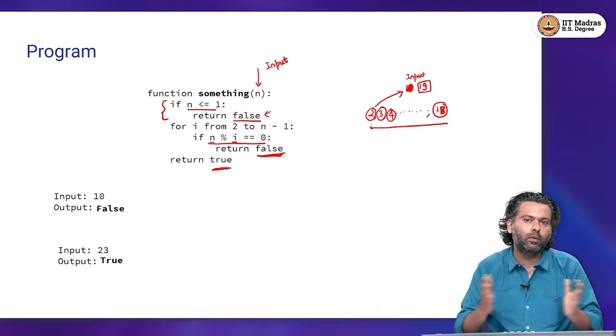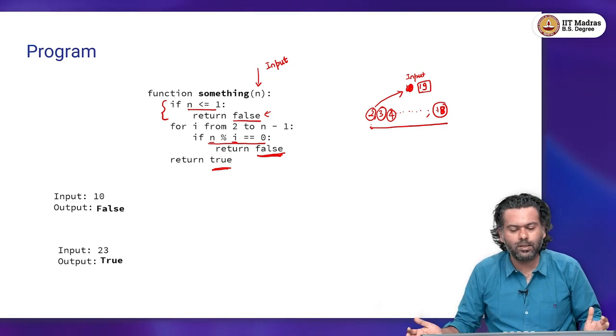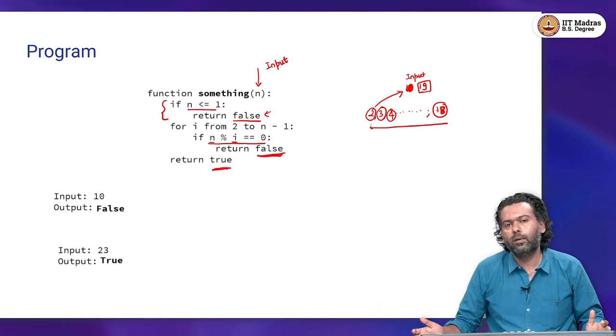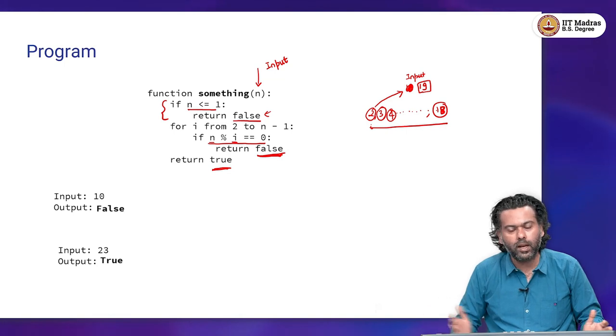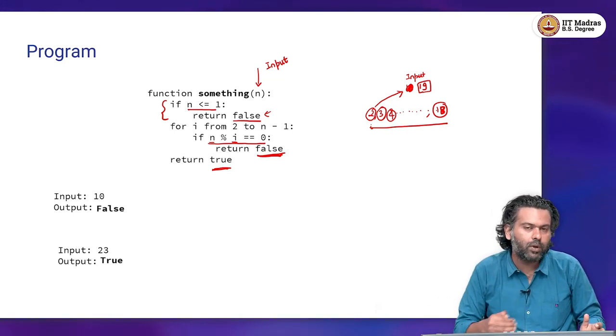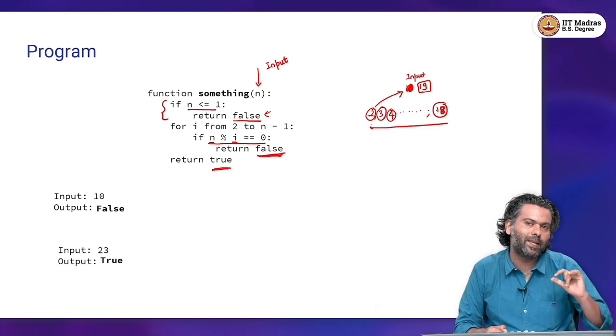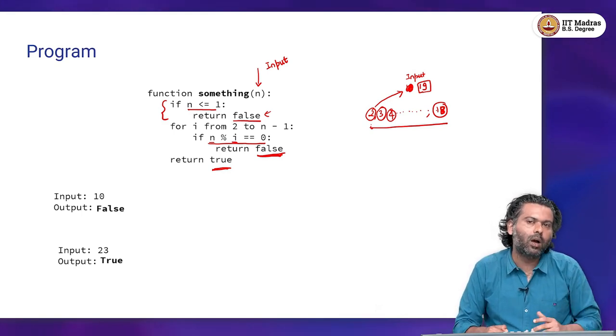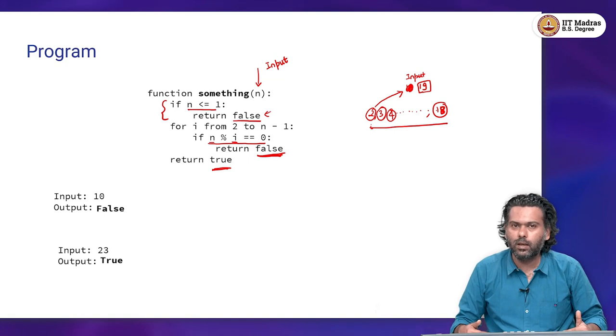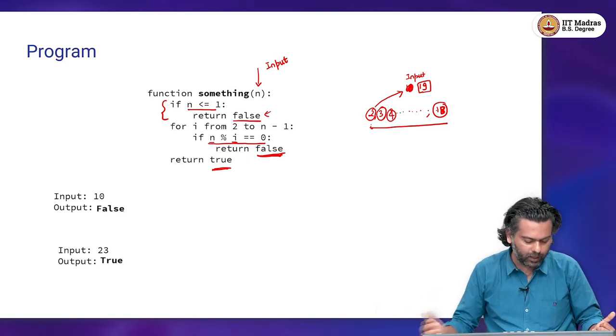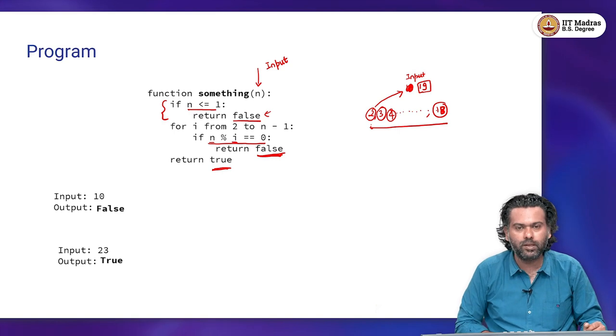If you have thought about this, I'm going to tell you the answer. It's not too hard if you think about it for a while. The set of numbers for which this program is going to say true are just the prime numbers. I'm sure many of you would have guessed that already.